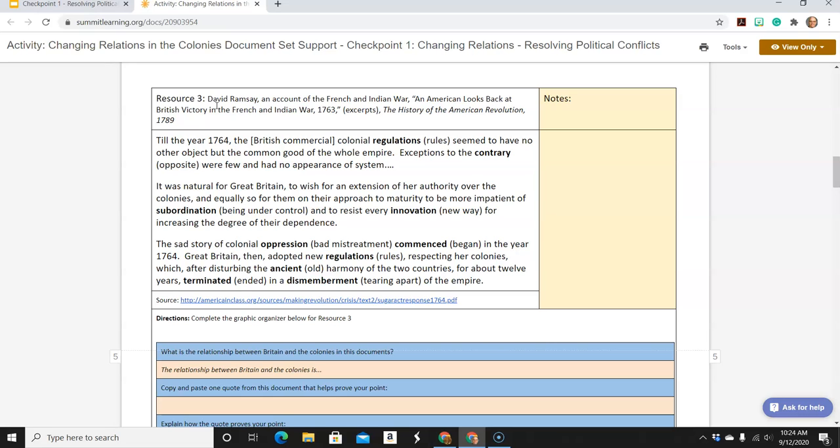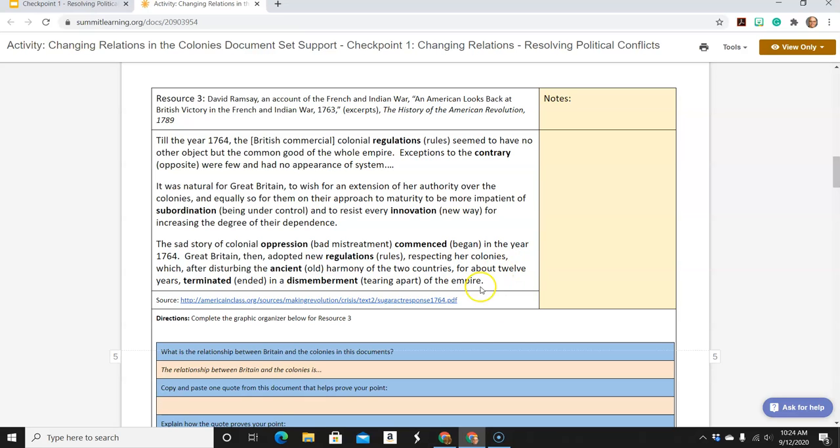And what he says here, look at the third paragraph. The sad story of colonial oppression, or bad mistreatment, commenced or began in the year 1764, which is the beginning of the taxes on the colonies. Great Britain then adopted new rules or regulations respecting her colonies, which, after disturbing the old harmony of the two countries, that means after like 200 years of a good relationship between the colonies and Britain, in 1764, that relationship was torn apart. So 12 years after 1764 would be 1776, the year that the colonies declared independence.